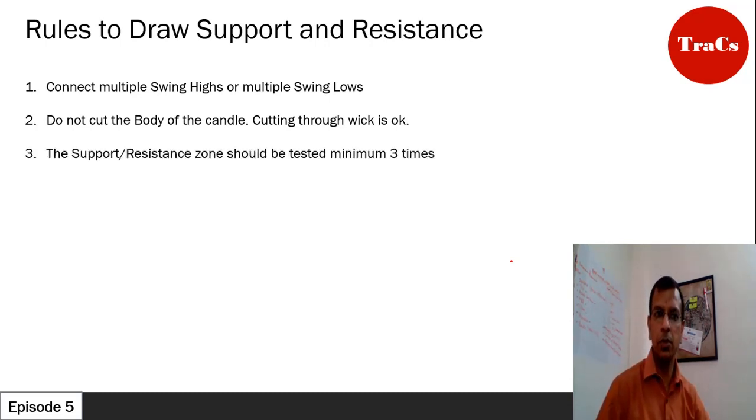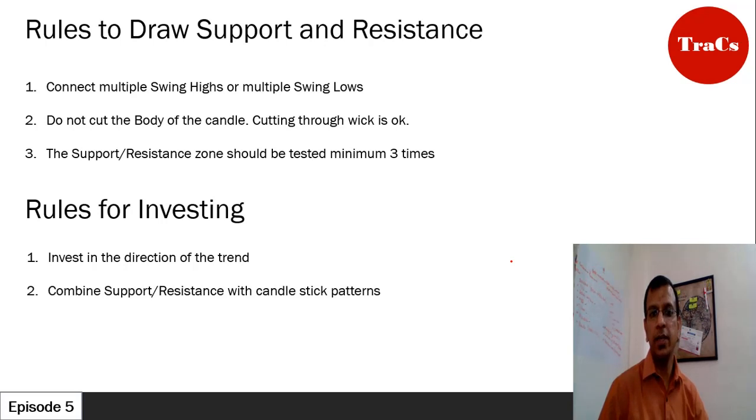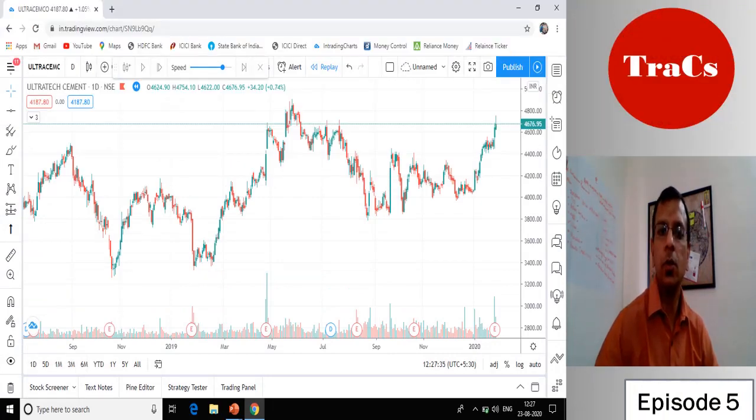And the last and the most important rule is that a particular support or resistance zone should be tested minimum 3 times to make sure that it's a reliable support or a reliable resistance zone. Else, people do buy, but it's not very reliable. So it's always better to buy or sell or place your bets based on a reliable zone, because it's ultimately our hard-earned money. Now let's look at the rules for investing. The rules for investing is simple. Invest in the direction of the trend and always combine support and resistance with candlestick pattern. If the pattern is not there, the probability is very, very high that it might end up making a breakout in either direction.